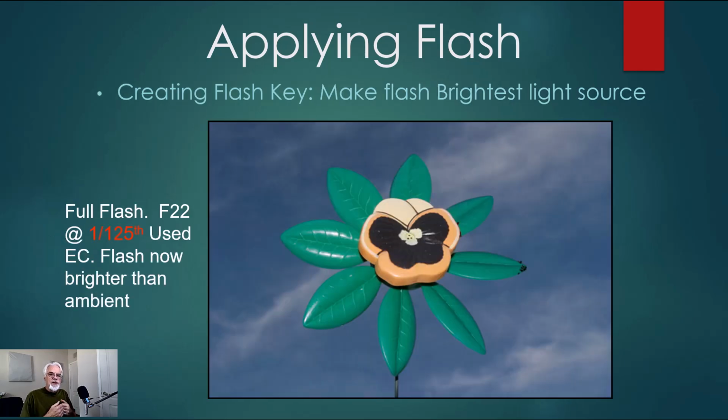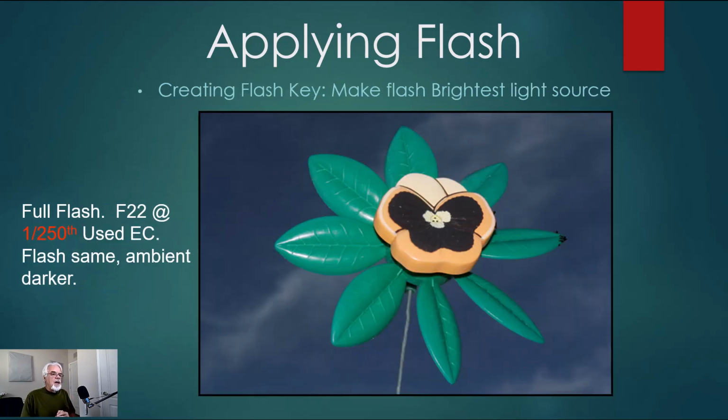Now I've turned this into a flash key. Notice how dark the background went. The fill flash, which you can clearly see the shadow now, has become a key light. And the reason is I changed the shutter speed to 1/125th by using EC, purposely darkened the background. That made the flash a flash key by underexposing the sunlight. So as I continue to go further with this, notice how bright the actual little plastic windmill is versus the background's even darker. That's because I went to 1/250th.